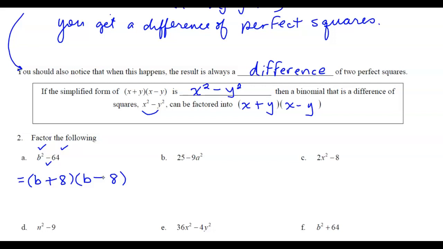Next one, difference of... now this is 9a squared, but that's a perfect square. A squared is a perfect square. So this, 2 brackets, the root of 25 is 5. The root of 9a squared is 3a. One has a plus, one has a minus. Now that one wasn't in descending order of degree, but we'll just leave it like that for now.